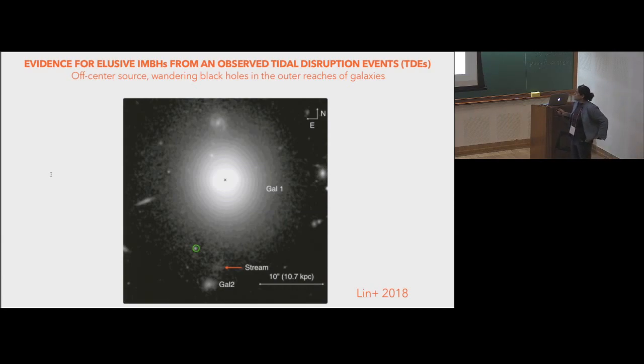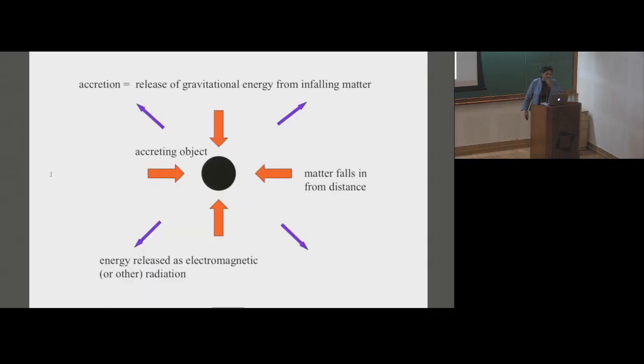hole, and this is from an observed tidal disruption event. So you have an off-center source here, and we think that this is a wandering black hole in the outer reaches of this galaxy. This galaxy has interacted, these are galaxy 1 and galaxy 2, they've interacted, there's a residual stream that's in there, and the TDE was observed around this source. Modeling the tidal disruption event of this source gives you a mass estimate for this source, which lies in the intermediate mass regime. This paper came out in 2018. So this was a really, really beautiful paper.